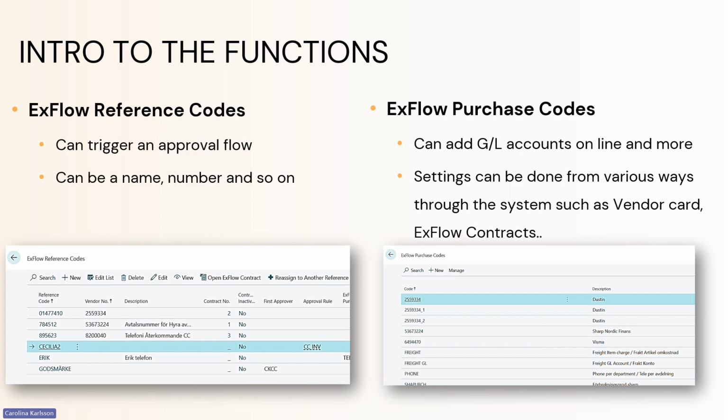And a purchase code can be linked to a supplier or vendor. It can be linked to a reference, to ExFlow contracts, or an ExFlow setup. And when you import an invoice, you can trigger this code as well. So that way you get fixed accounts for entire lines, for example. And with the codes, you can also split lines, and you can allocate them per percentages, amounts. You can add dimensions, and much more. And also you can quickly create a purchase code directly in import journal. So let's have a look at this in Business Central.